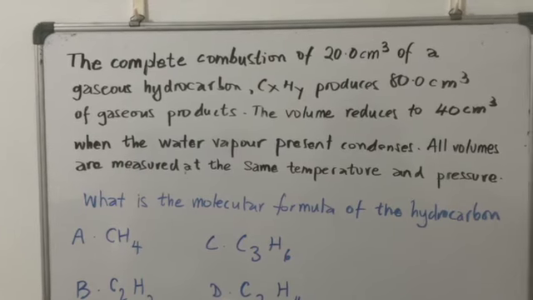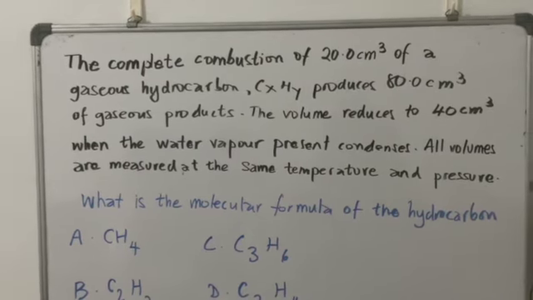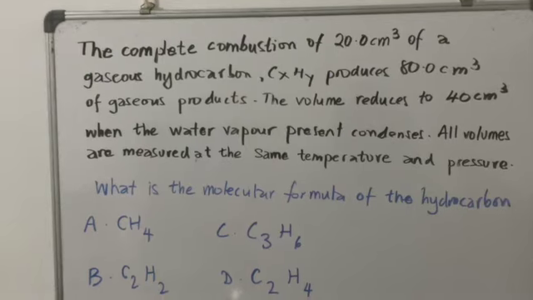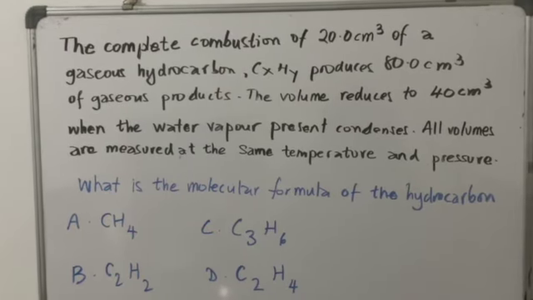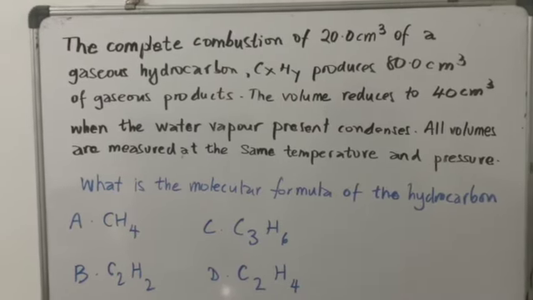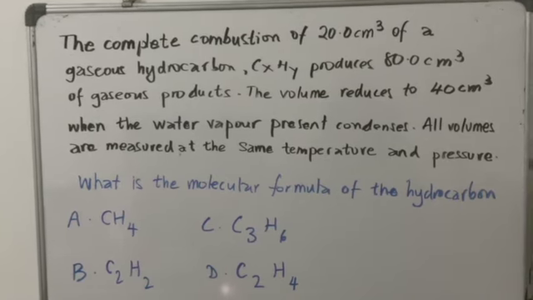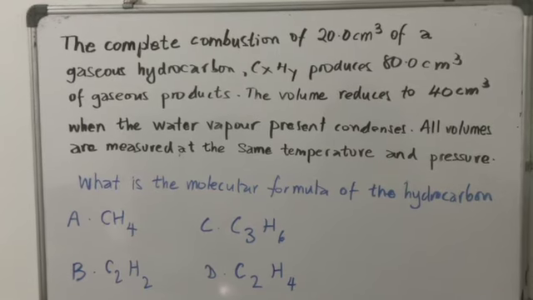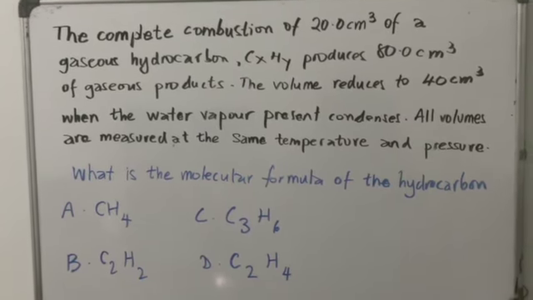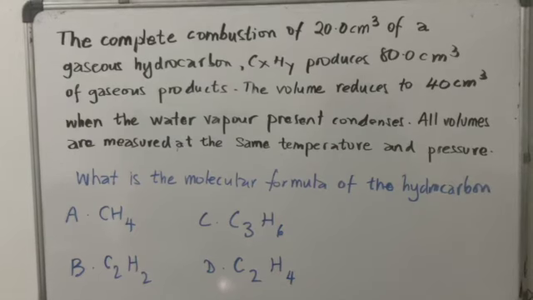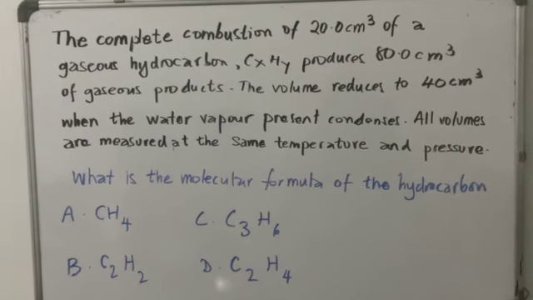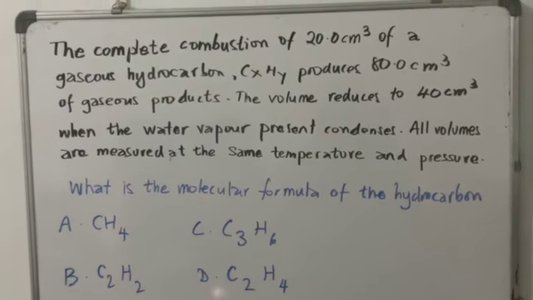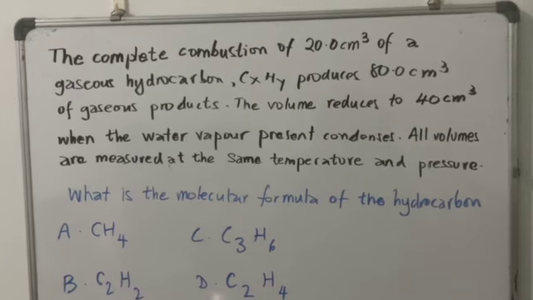This one says, the complete combustion of 20 cm³ of a gaseous hydrocarbon, CxHy, produces 80 cm³ of gaseous products. The volume reduces to 40 cm³ when the water vapor present condenses. All volumes are measured at the same temperature and pressure. What is the molecular formula of the hydrocarbon?